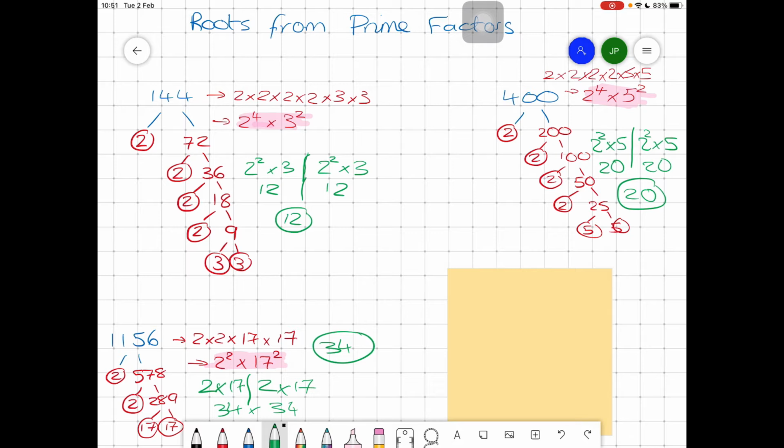So we use our prime factor decomposition. We set it up into this form where we're using powers to simplify. And then all we've got to do is check to see if we can split those powers equally into two groups. Then we're happy it's a square number. Then we can see what the square root of it is.